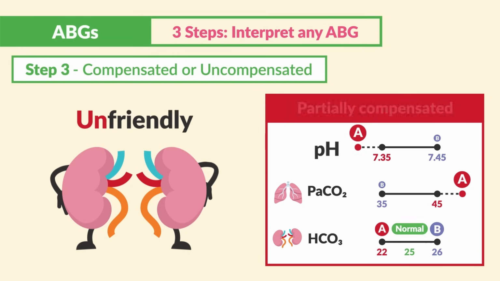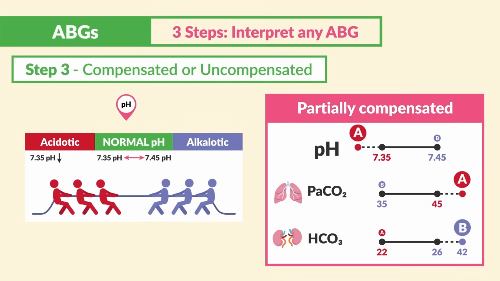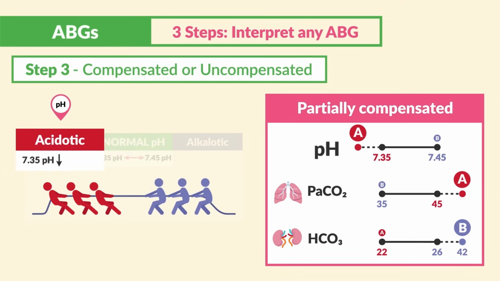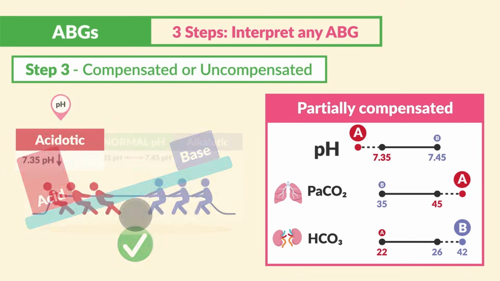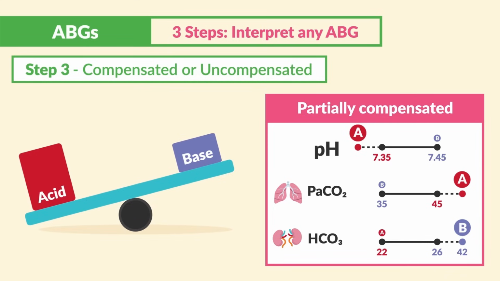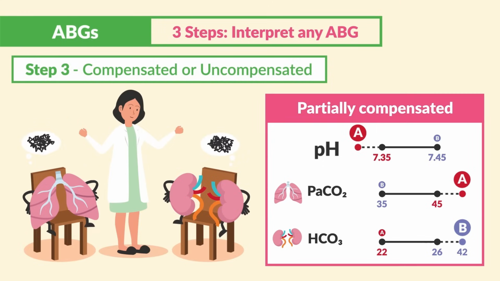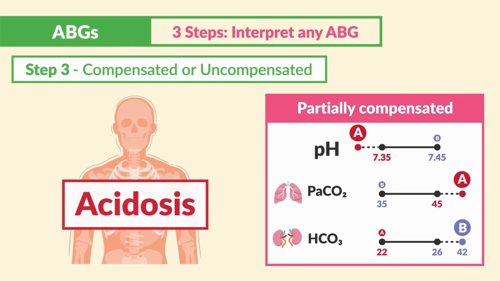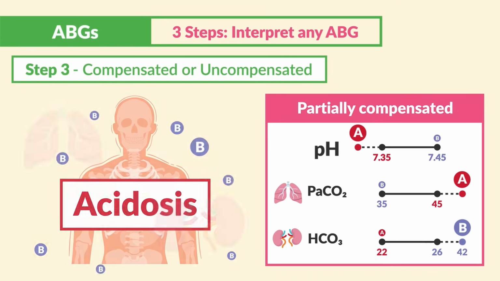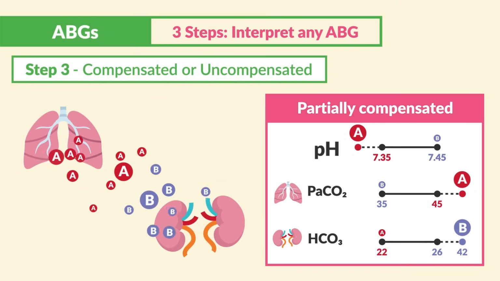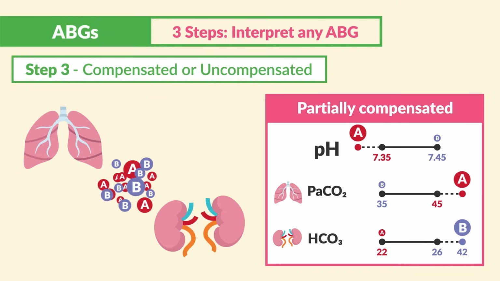And lastly, partially compensated. Our pH is not in normal range, but it's okay. At least the body is working through it and trying to balance itself out. It's like the lungs and the kidneys are going to couples counseling here to work things out and make steps for improvement. Sure, the body is still in acidosis, but at least base is trying here. And that's why it's partially done. So, partial compensation, it's a work in progress.